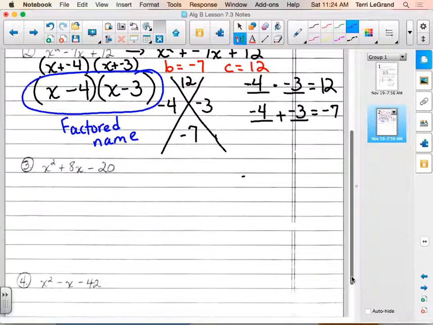Okay, ready to move on to the next one. We're going to, again, change subtraction. We got a subtraction in this, so we'll change it to add the opposite.